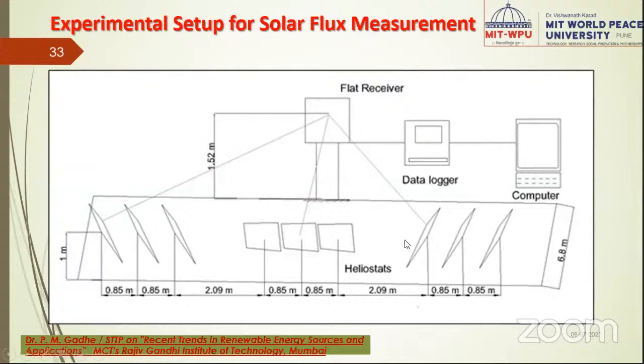After going through the tracking, we have measured the flux intensity on the receiver. We have used a flat receiver. We are focusing these 9 heliostats and measuring the flux intensity to find out the optical errors associated with the system. For the optical errors, we found the specularity error and the slope error. So this is the schematic. I'll tell you later what method we have used to find out.